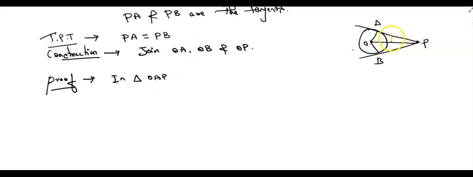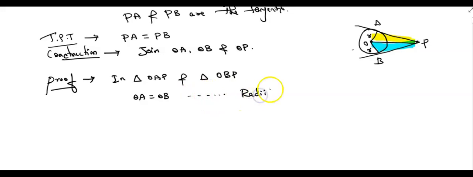See this figure? In triangle OAP, and you can see the bottom triangle OBP. Now I am just comparing these two triangles, triangle OAP and triangle OBP. In this, what do you know? We know that OA is equal to OB. As we know, OA is the radius, OB is also the radius. OA is equal to OB. What is the reason? Radii of the same circle. Got it?